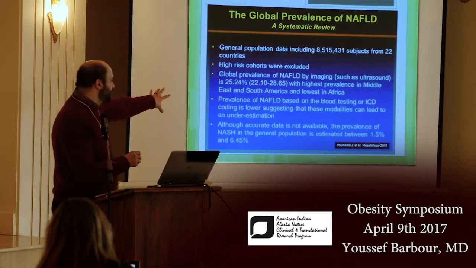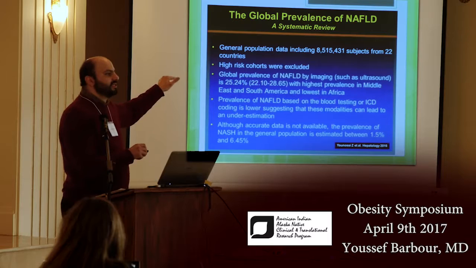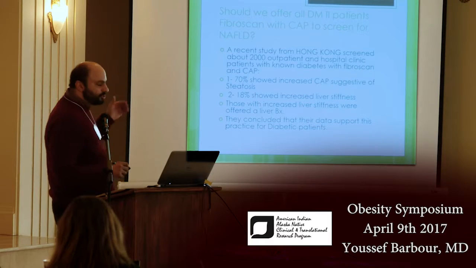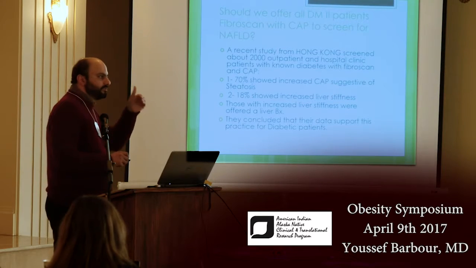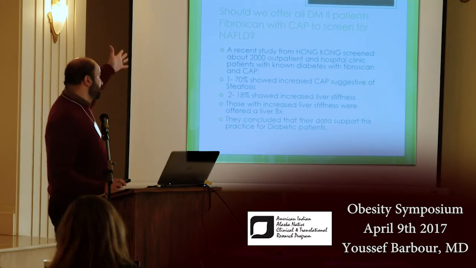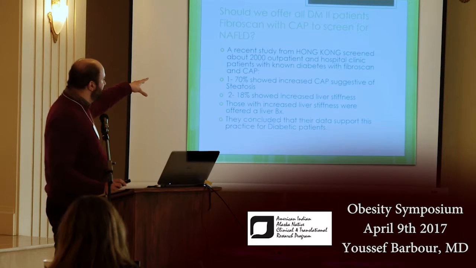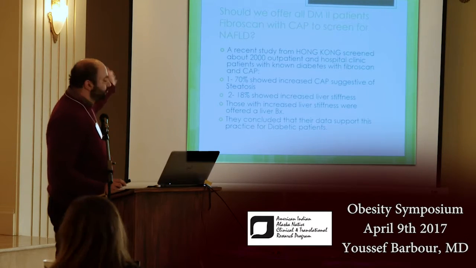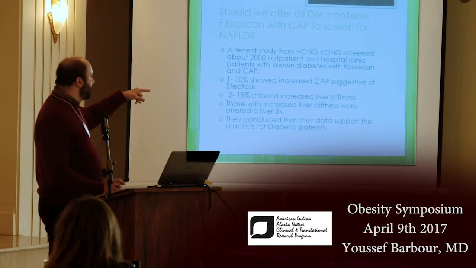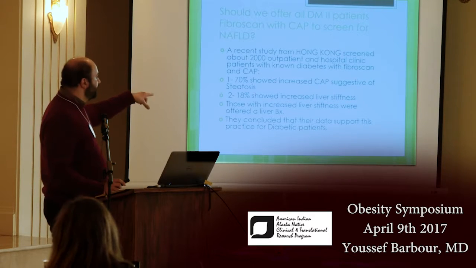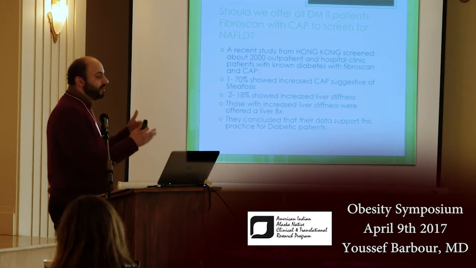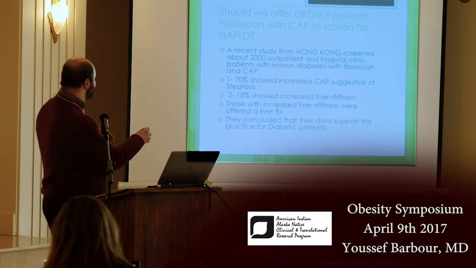And again, I just repeated the same slide to remind you that blood testing underestimates the disease. And this is one attempt from Hong Kong. This is also a recent study to show that if you go after a certain population, it will be helpful to identify those patients. And this was done for diabetes patients, about 2,000 patients, 1,900 to be more precise. And they found that by just screening all type 2 diabetic patients, 70% had increased CAP, just steatosis, and 18% showed increased liver stiffness, that's fibrosis or scarring, requiring liver biopsy. So by just doing this, you identify that many patients already with advanced liver disease.